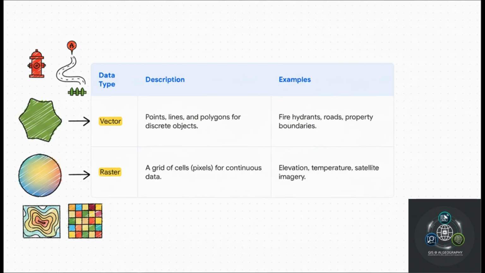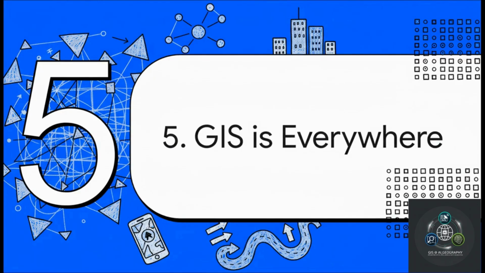So a fire hydrant is a point, a road is a line, and a park or a property line is a polygon. Easy enough. The other type is called raster data. This is for stuff that's continuous, that doesn't really have a hard edge. It's represented as a grid of pixels, kind of like a photograph. Think about things like temperature or elevation, or even a satellite image. You can't draw a hard line where hot starts and warm ends, right? That's what raster's for.